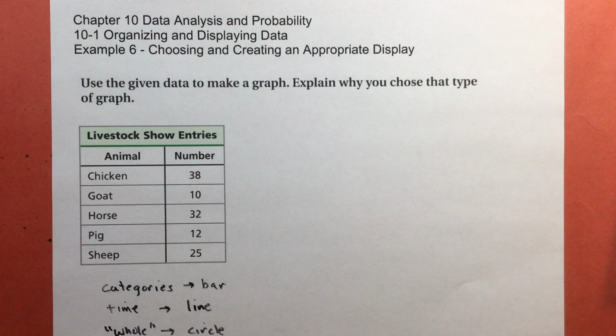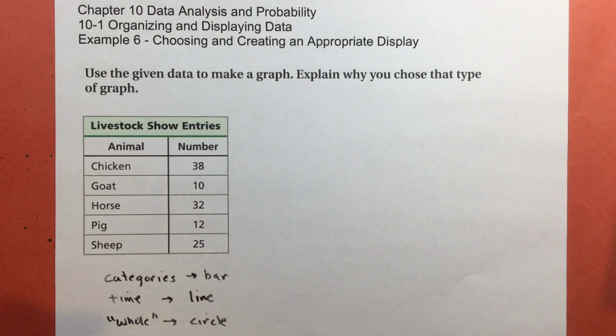Now, obviously I'm not using time. There's no time here, so this is not going to be a line graph, so I'm going to cross that one out. I'm not actually going to cross it out because I want to leave it there, but I'm going to say I'm not going to do that one. So could it be a bar graph? Could it be a circle graph? Well, a circle graph means I have parts of a whole.